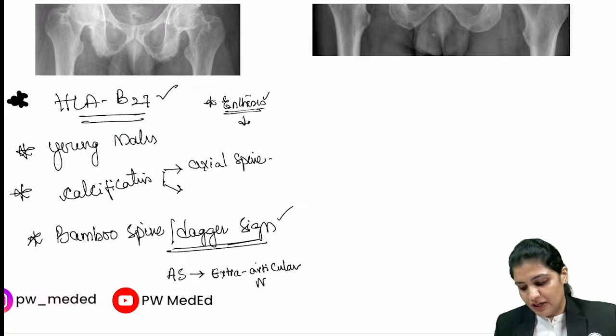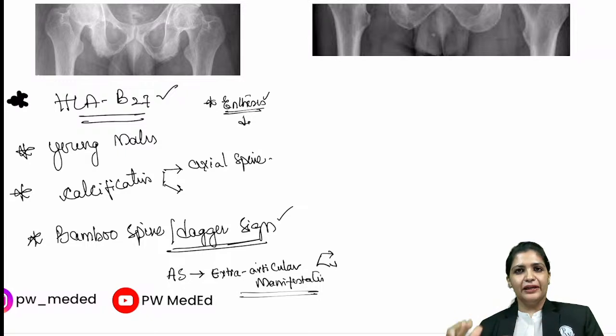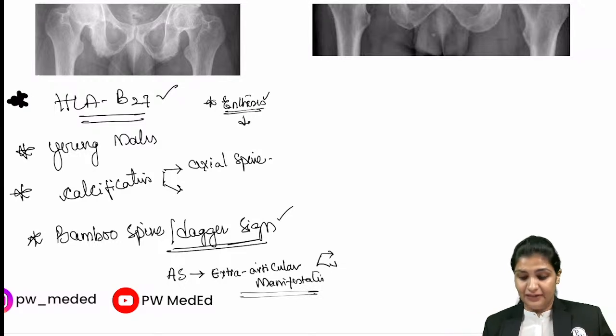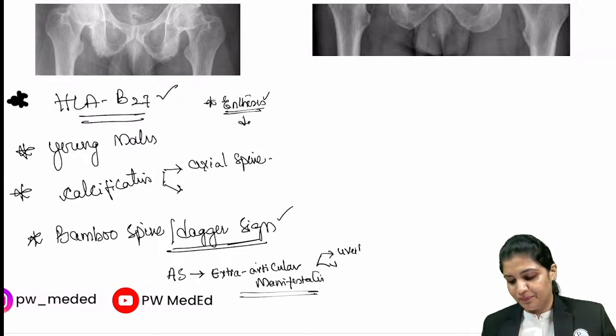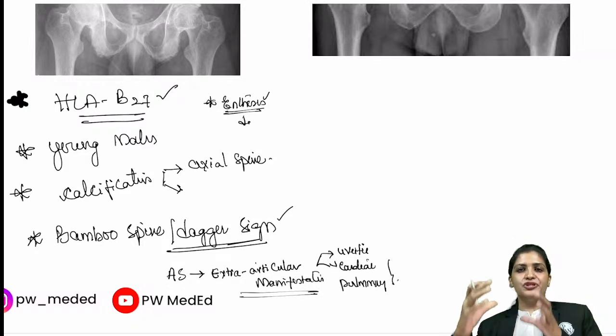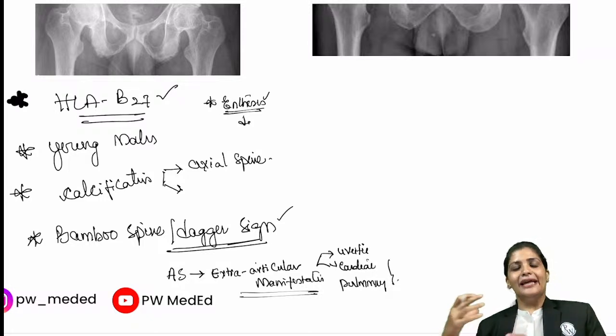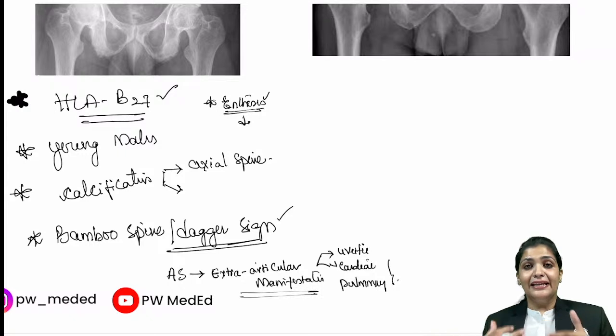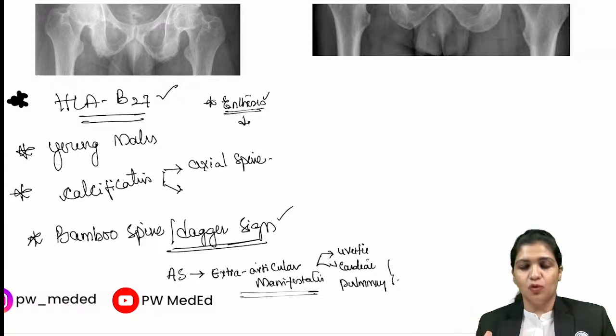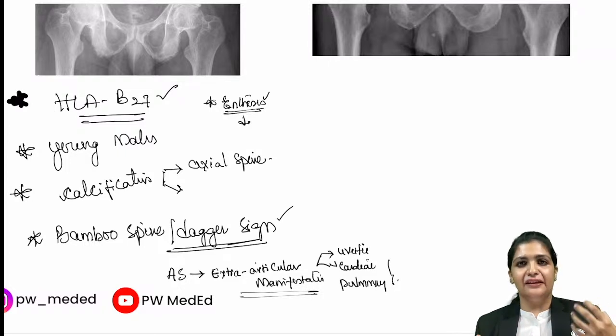Extra-articular manifestations are usually seen along with the spine abnormalities, whatever the calcifications or syndesmophytes. You will also see extra-articular manifestations such as uveitis, or cardiac or pulmonary manifestations. Usually the question starts with a young male adolescent with extra-articular manifestations, and the pain is mainly in the early morning. When they wake up from the bed, they usually experience this pain in the low back area.